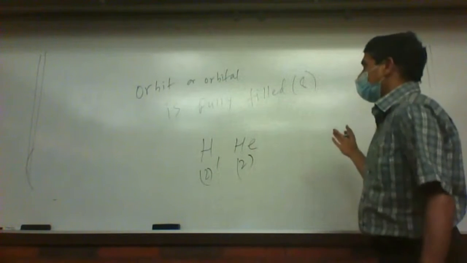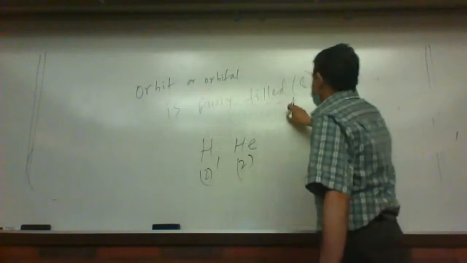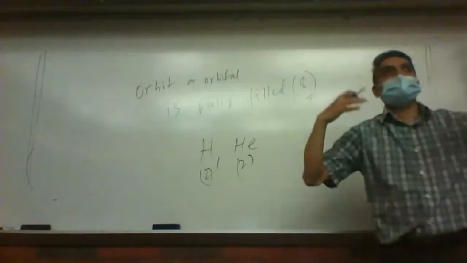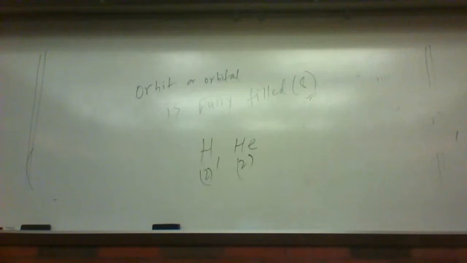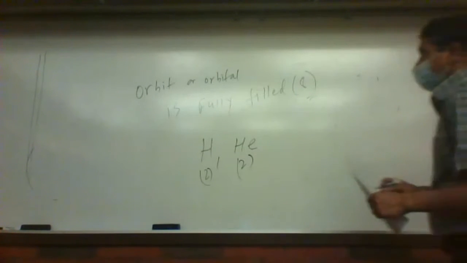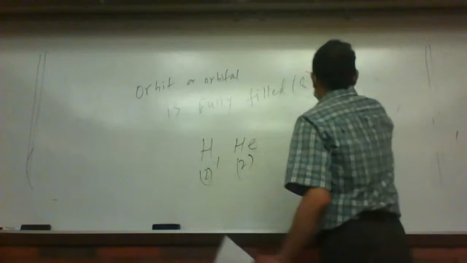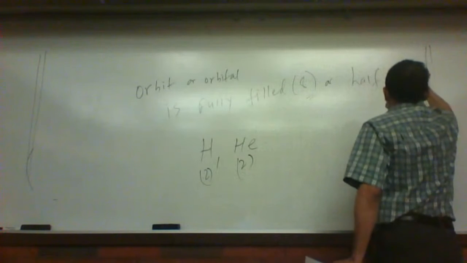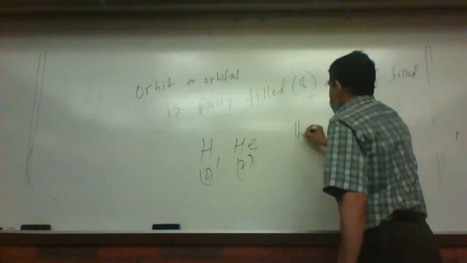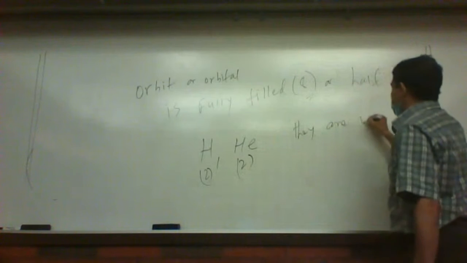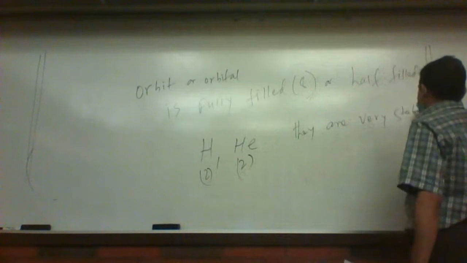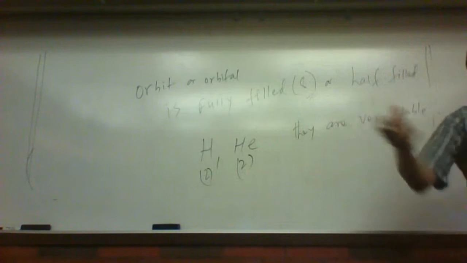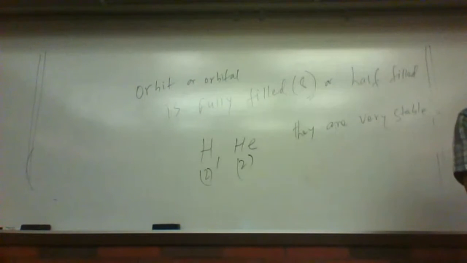For other atoms, a fully filled orbit means they have 8 electrons. It takes too much energy to break that shell. So the ionization energy is very high. If the orbit or orbital is fully filled or half filled, they are very stable, and we need to give a lot of energy to remove the electron.